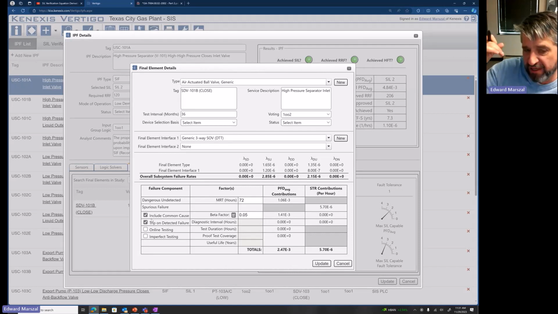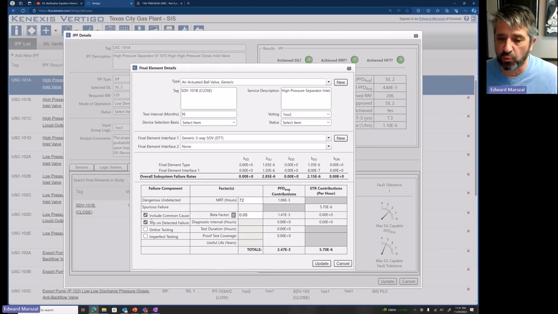Your bad PV is either a vote to trip or it's a vote not to trip, and that determines whether your degradation goes to a 1 out of 2 or a 2 out of 2, or then a 1 out of 1. Hopefully that answered the question.